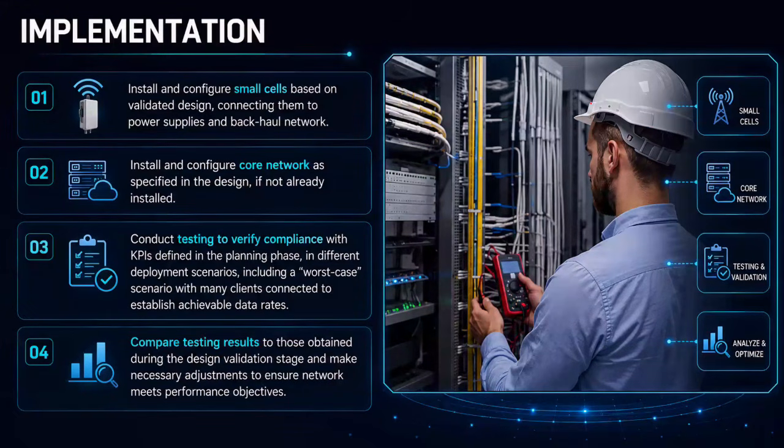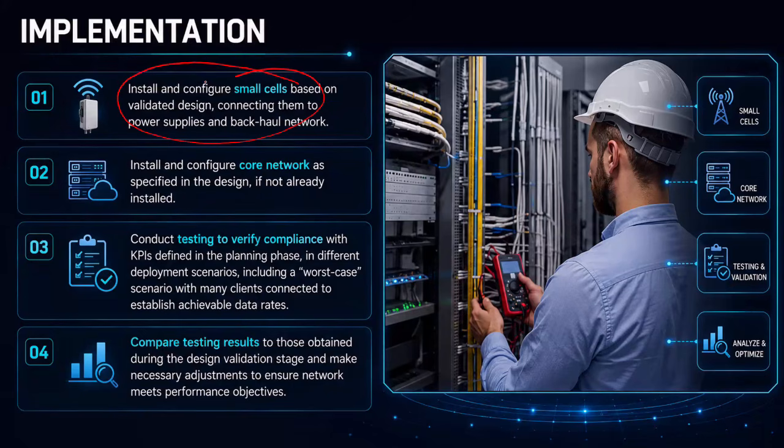The first step is to install and configure the small cells or radios according to the validated design. The installation team needs to follow the design locations, correct mounting heights, antenna orientations, and other specifications. And we also need to connect each small cell to the required power and the backhaul infrastructure as well. This is important because even a good RF design can perform differently if the equipment is installed at a different location. Right? So location, height, orientation, all these things are very important.